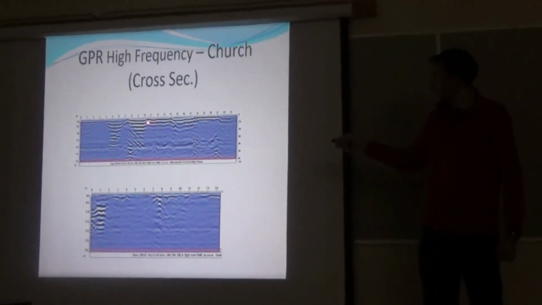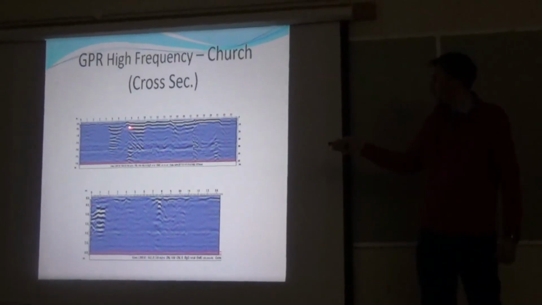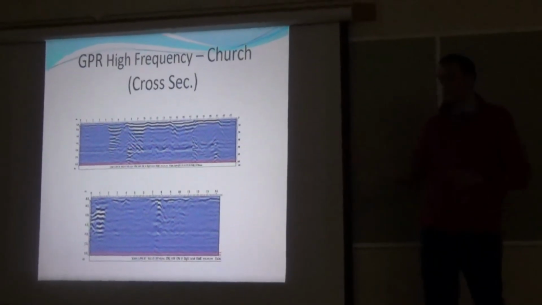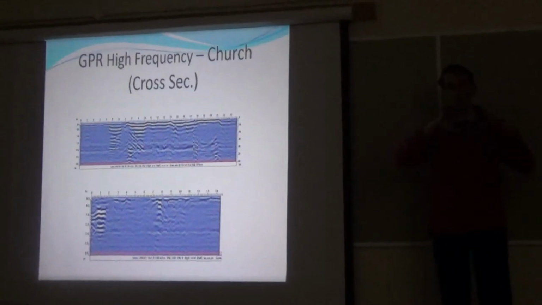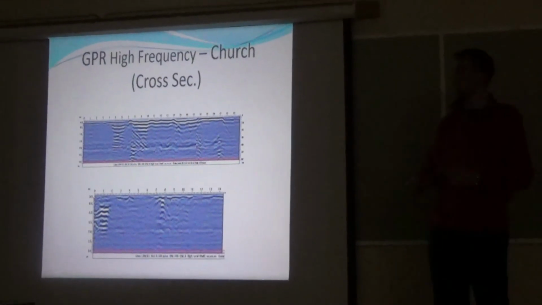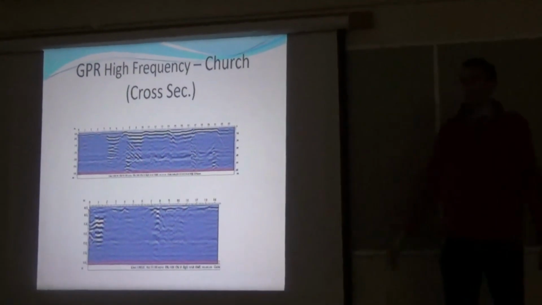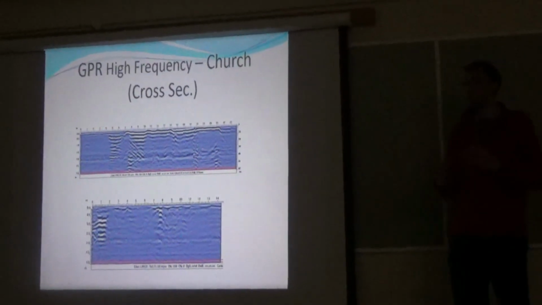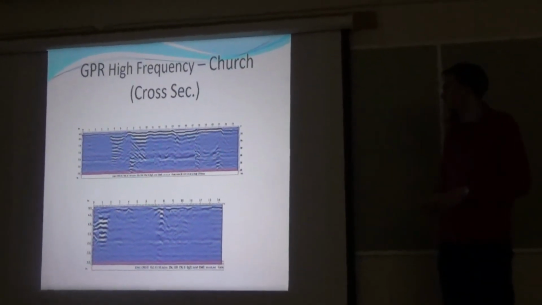You can also see in here, so this here is a grave, and these funny crisscrosses are where the signal is bouncing around the inside of it because it's hollow. So this demonstrates to me there is an air void there. So we can show the different types of sediment patterns as well.